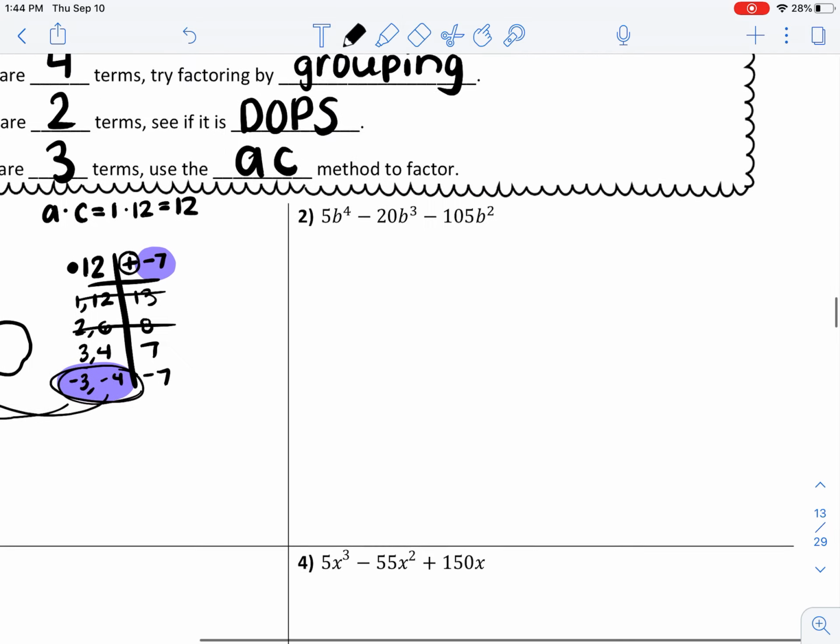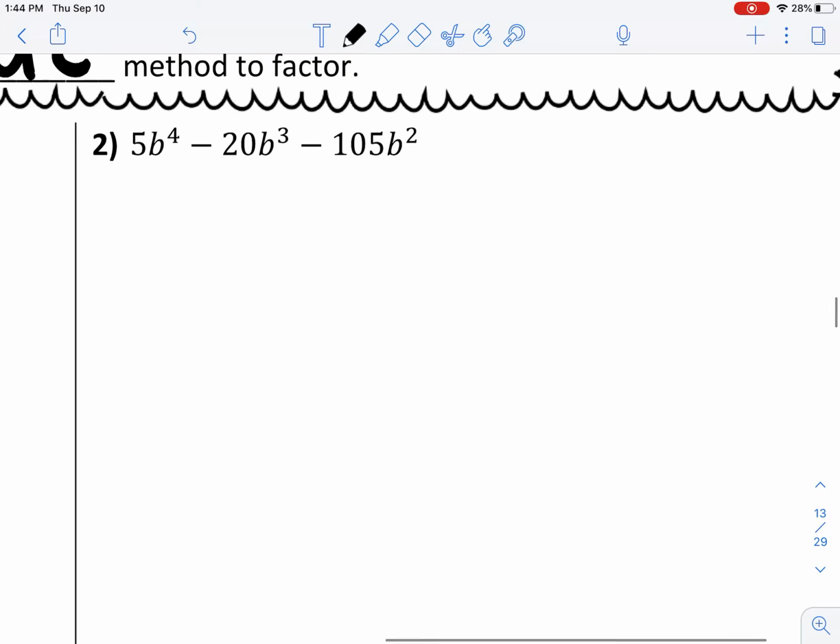Number 2 is going to be similar. I see there's definitely a GCF between these 3 terms. They can all be divided by 5, and they all also have a variable. They all have b squared. Well, at least b squared. So we are going to use the smaller exponent, which is the 2. So I can pull a 5b squared out of all 3 of those terms.